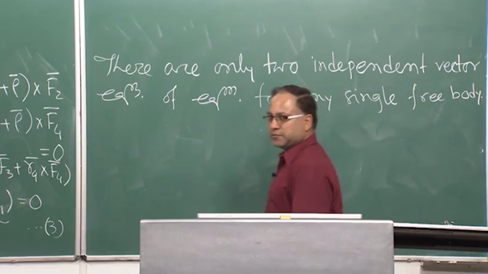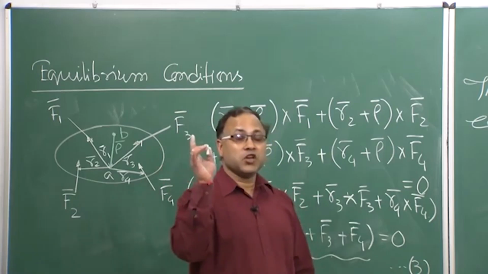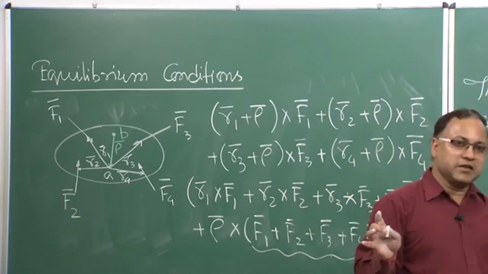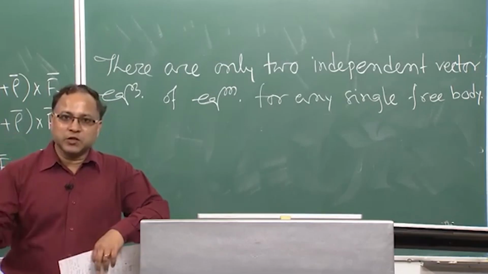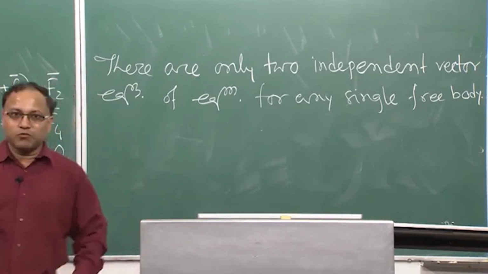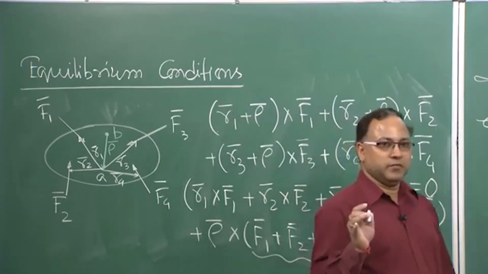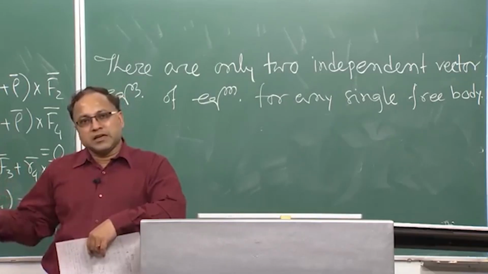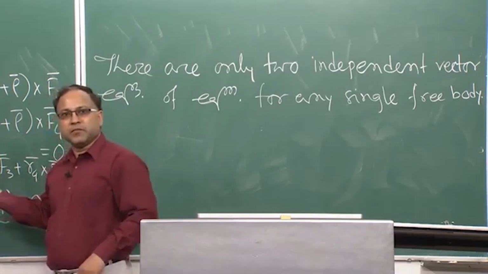This is very, very important. So there are only two independent vector equations. What are those? Summation of Fi equal to 0, summation of Mi equal to 0, right. That means Fr, the resultant force, is 0, and the resultant moment is 0. These are the two basic equations of equilibrium for any single free body, and the rest of the equations, whatever you want to develop, ultimately will follow these two equations, and that we have already seen.